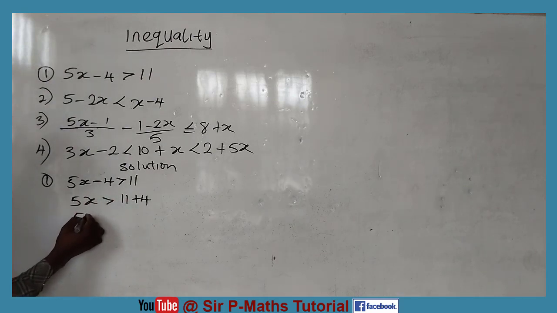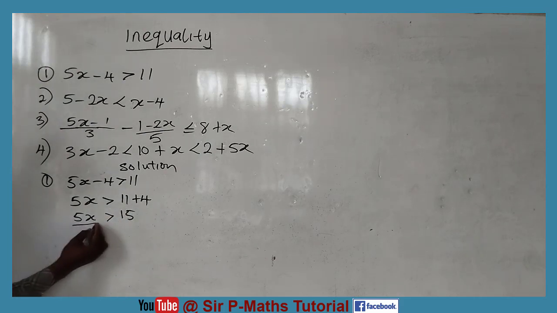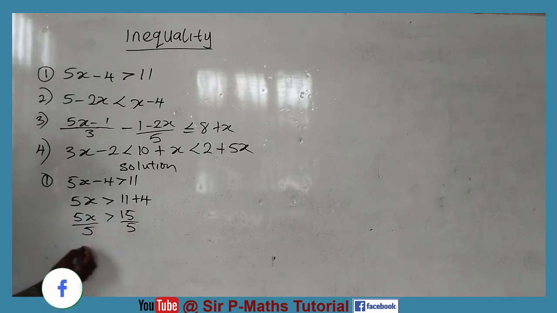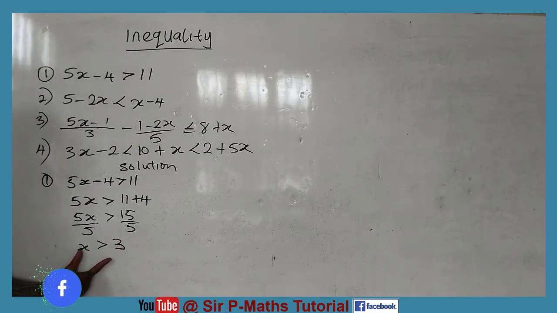At this point, I'll have 5x greater than 15, adding here. Divide both sides by 5. I will have x greater than 3. We have gotten the value of x, which is the first thing we are required to do. Secondly, represent this information on the number line system.